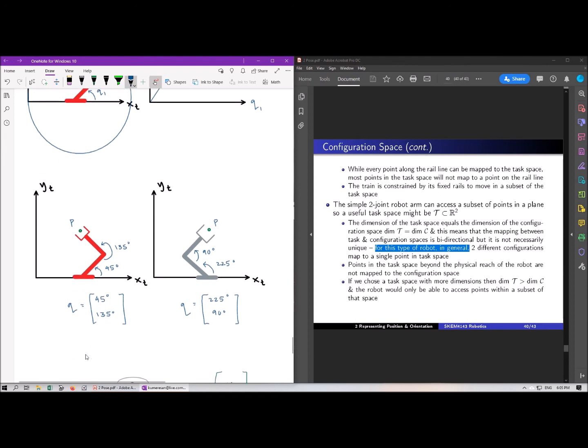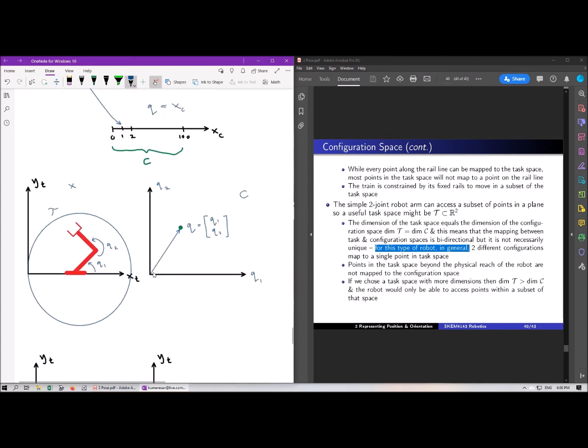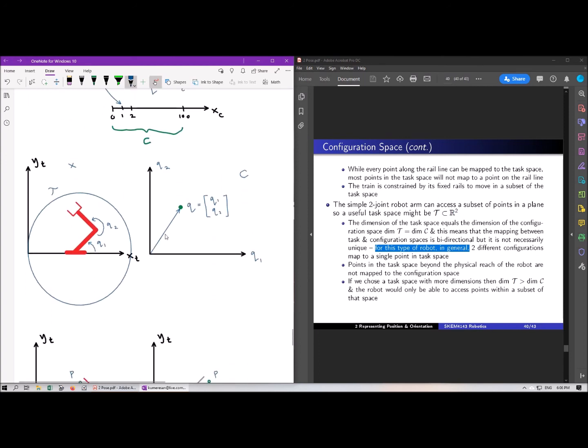One is by using Q 45 degrees, 135 degrees, and the other configuration is 225 degrees and 90 degrees perhaps. So two different configurations map to a single point in the task space. So you can imagine you have 2 points here. This is point 1 and point 2. So they both map to the same configuration space, from here to here and from here to here. It's a mapping.